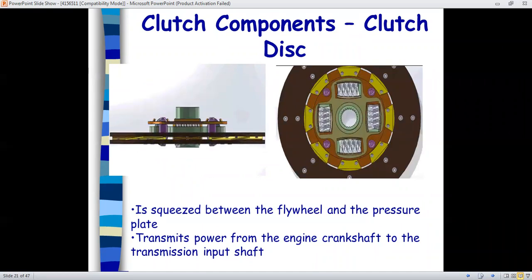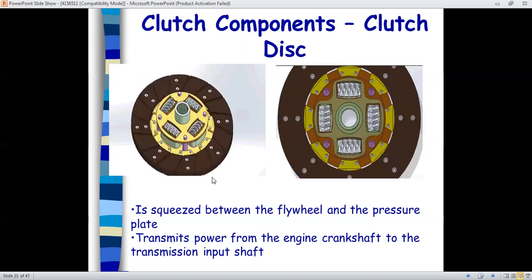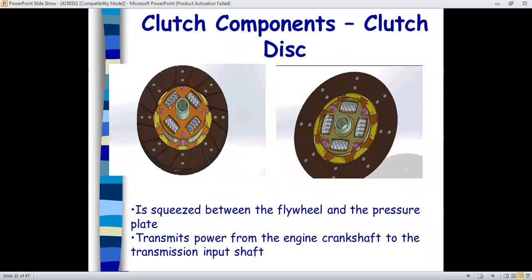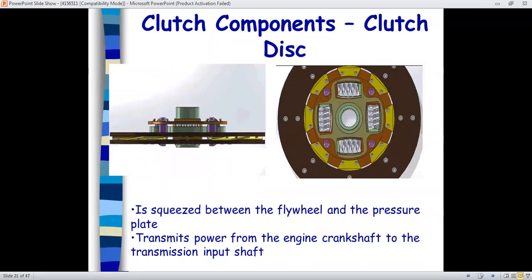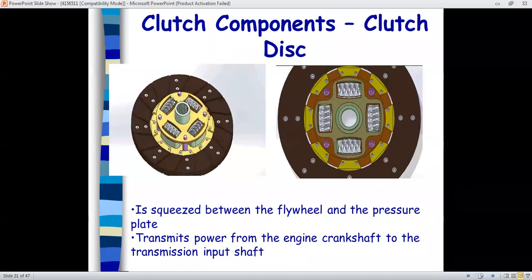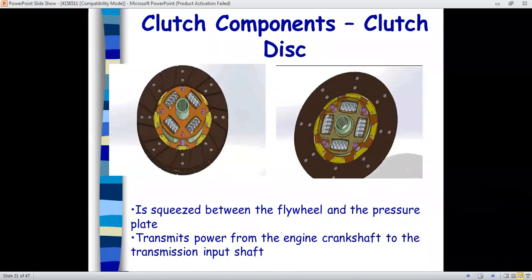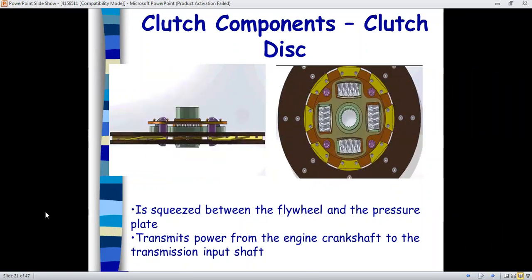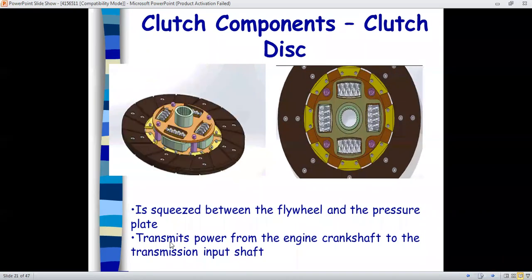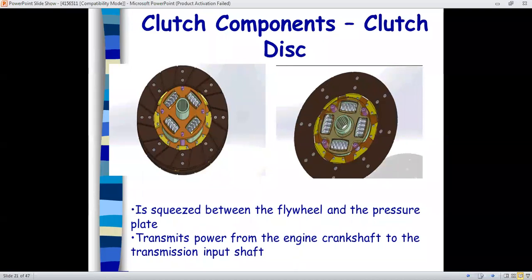Now clutch components, clutch disc. Okay. Here, students, you can see these two diagrams. This is an animated diagram which shows the engagement and disengagement of the clutch plate to the engine from the front as well as from the side. It sits between the flywheel and the pressure plate, and transmits power from the engine crankshaft to the transmission input shaft.